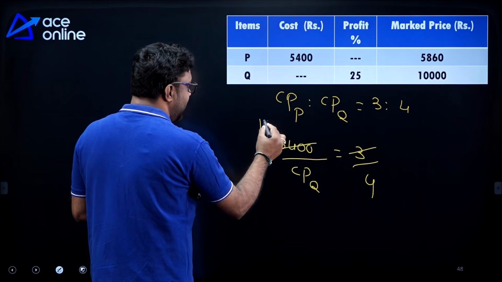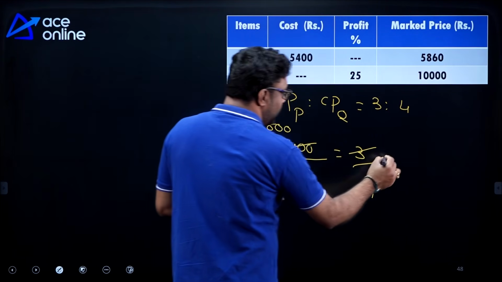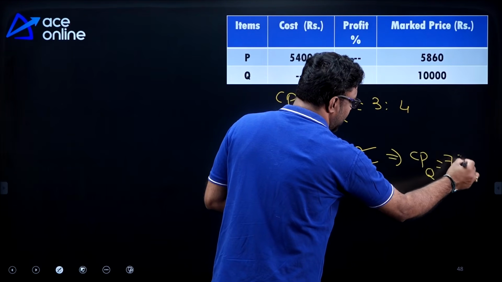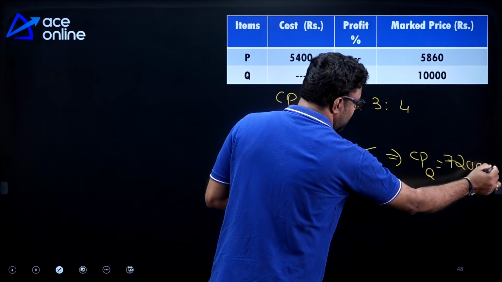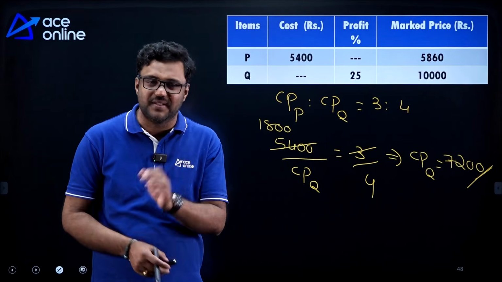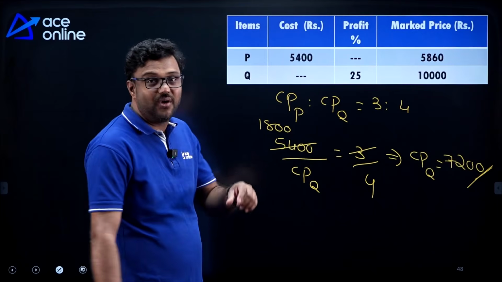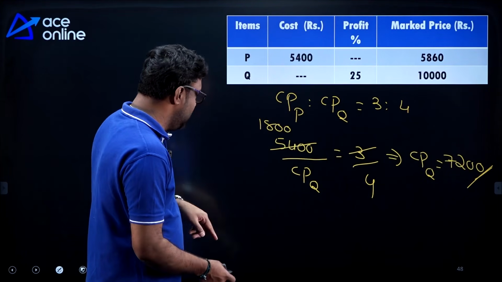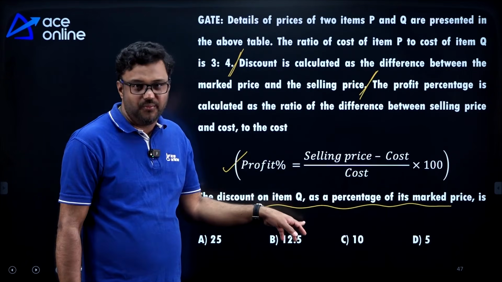So 1800. Cost price of Q is nothing but 7,200. Cost price of Q is 7,200. Sir, why do you require cost price of Q, sir? See, they are asking about the discount on Q, dear. The discussion is not about P. The question is regarding discount on Q.